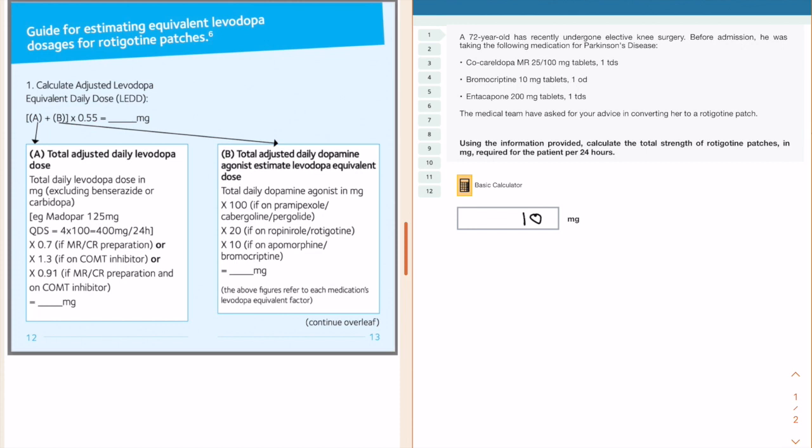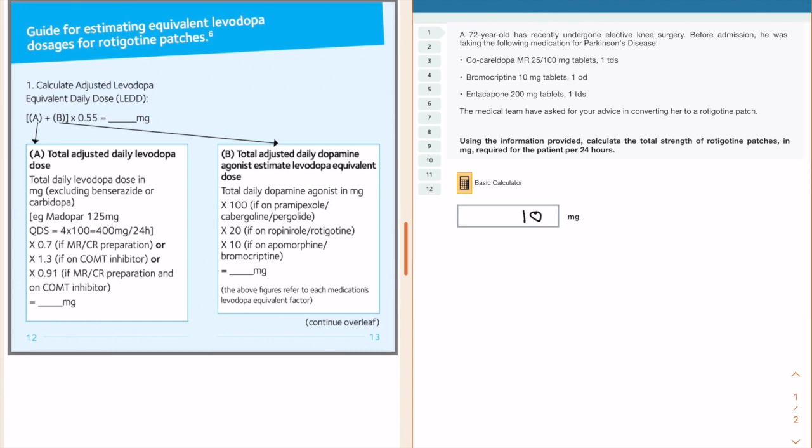So let's take a look at how we're going to tackle this question. Hopefully by now you're getting familiar with the way that I'm doing the 3-stage process. So I've got A, B, C and D. I've written down my 4 stages, and my first stage is going to be my total levodopa daily calculation that I've got to do. The second stage is going to be my total daily dose of the dopamine agonist calculation I've got to do. C is going to be where I'm going to add A and B together, and I'm going to multiply it by 0.55.